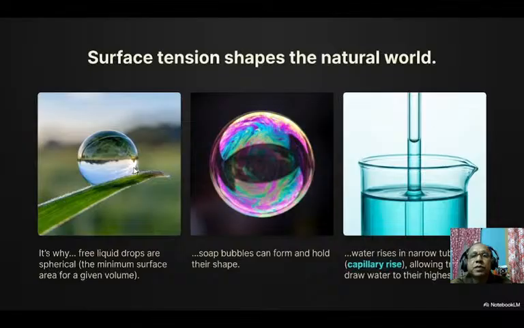Surface tension shapes the natural world. It's why free liquid drops are spherical, the minimum surface area for a given volume. You can see here, soap bubbles can form and hold their shape. Water rises in narrow tubes by capillary action, allowing trees to draw water to their highest leaves.